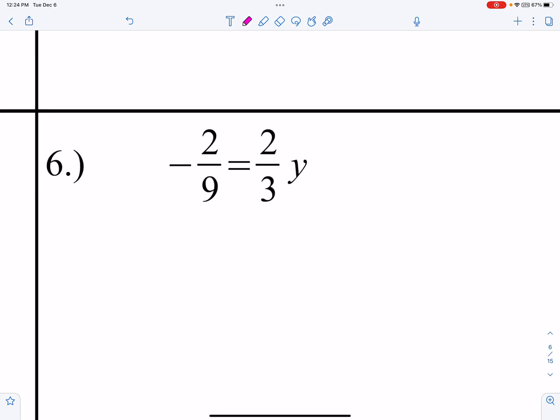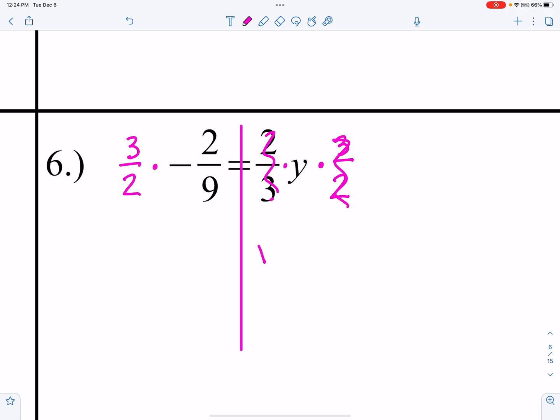All right, last one here. The y is on the other side. It doesn't matter. You follow the same procedures. So this is a y times 2/3. How do I turn that into 1y? I'm going to multiply, instead of divide 2/3, I'm multiplying by the reciprocal, okay? That gets rid of this. I need to do the same thing to both sides. So multiply by the reciprocal, okay? Now I have y on this side, don't switch its sides, and I have 3/2 times a negative 2/9.